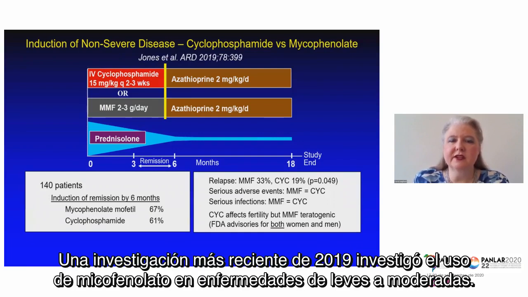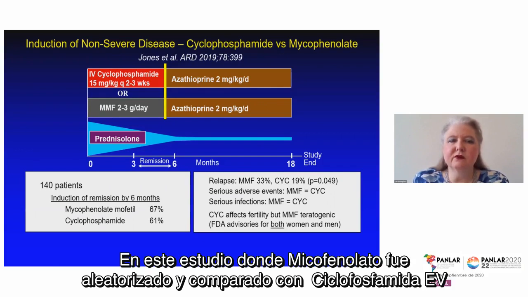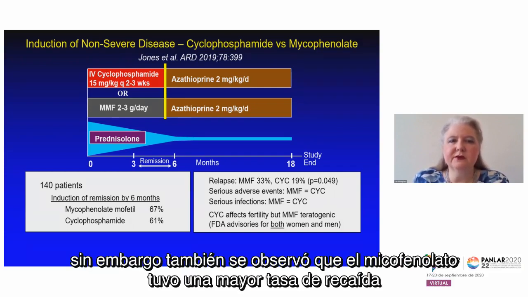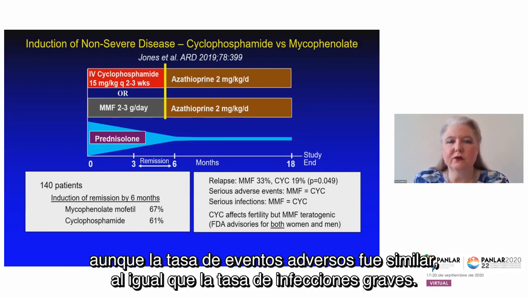A more recent investigation from 2019 investigated the use of mycophenolate mofetil in mild to moderate disease. In this study, where mycophenolate was randomized and compared to IV cyclophosphamide, both followed by azathioprine, we can see that in these 140 patients, there was a similar rate of remission induction. However, it was also observed that mycophenolate had a higher rate of relapse, although the rate of adverse events was similar, as was the rate of serious infections.